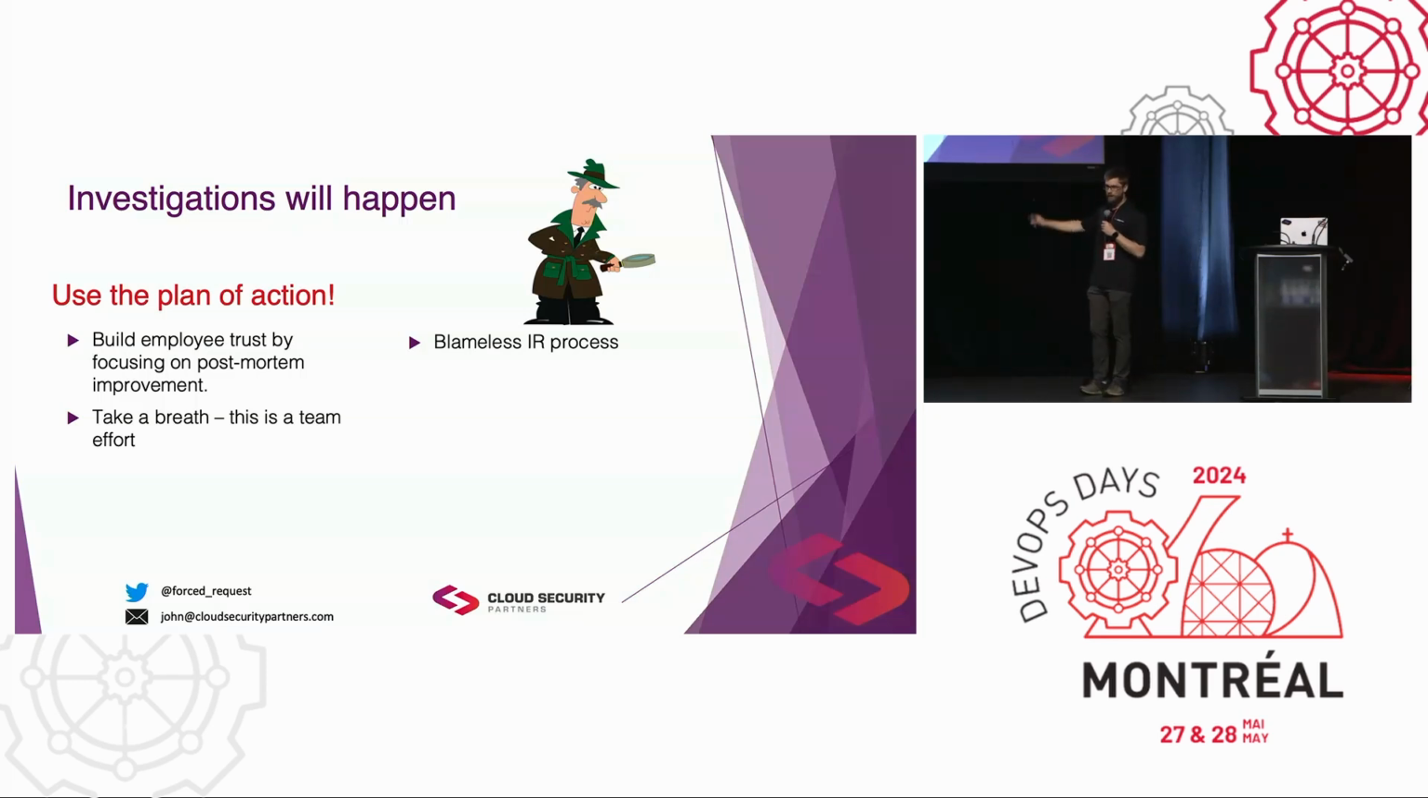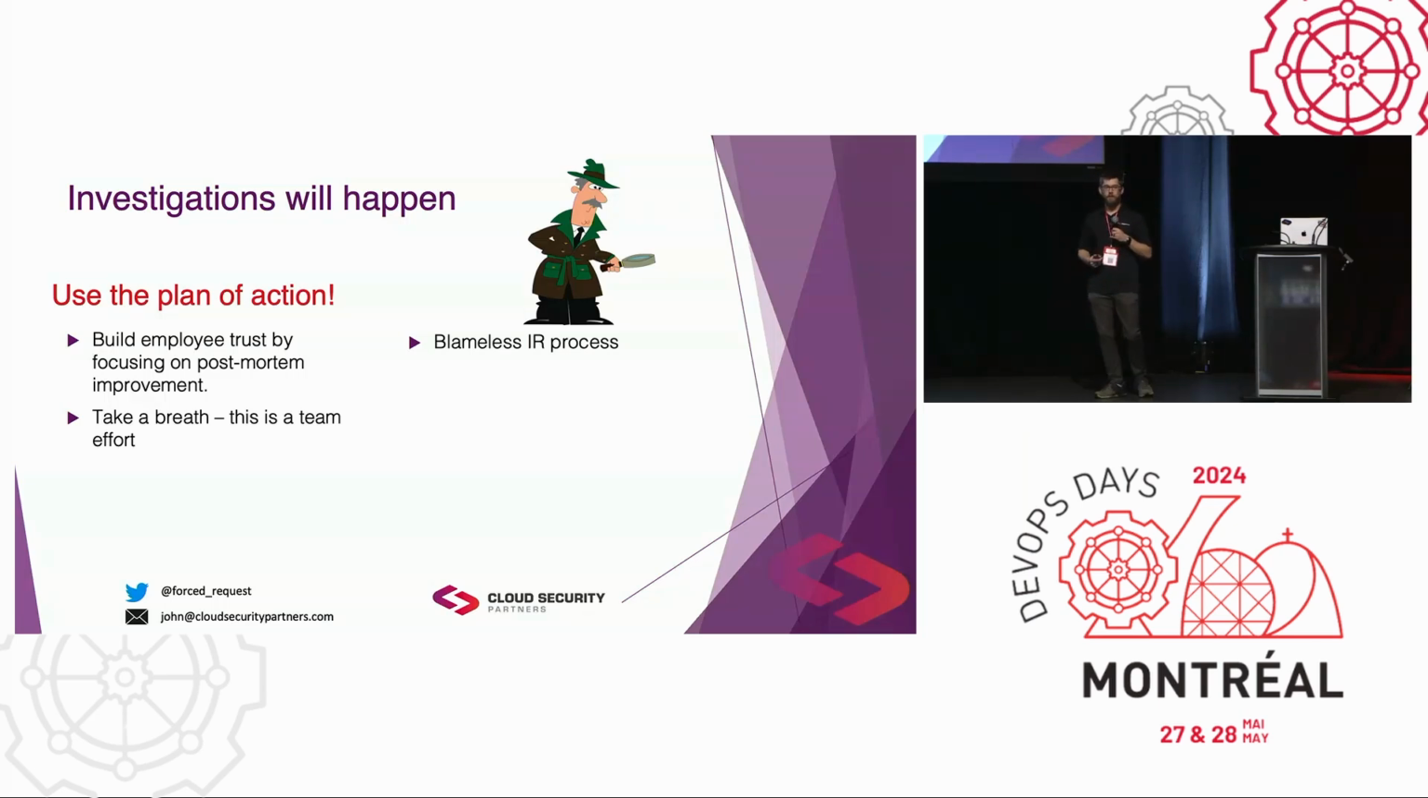So early on, just recognize investigations, security incidents, they're going to happen. Focus on building out that playbook so you know how to handle them. Build employee trust by focusing on a blameless post-mortem. Whenever an incident happens, you don't want to grab the person who you think was responsible and start yelling at them or asking them why it happened.